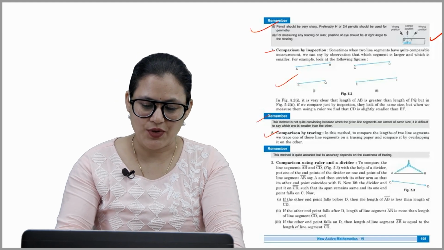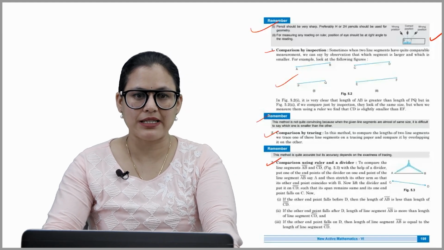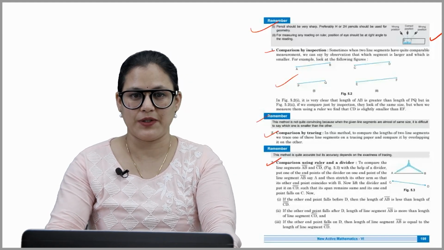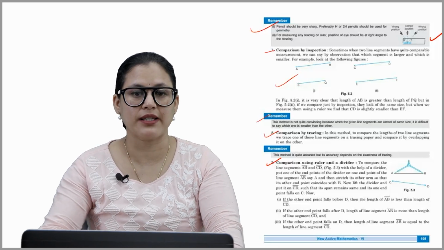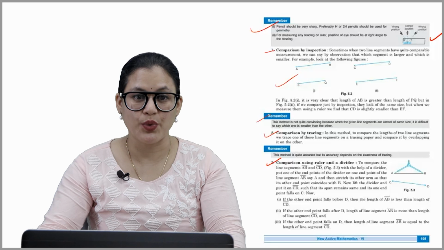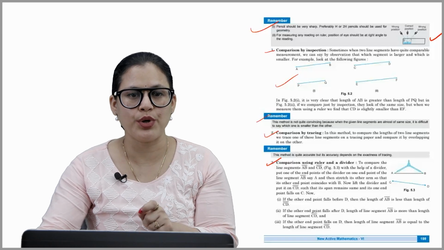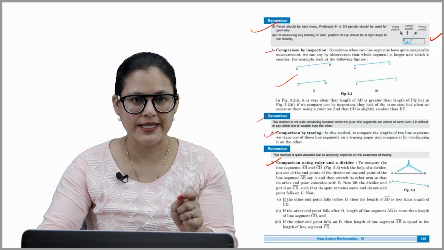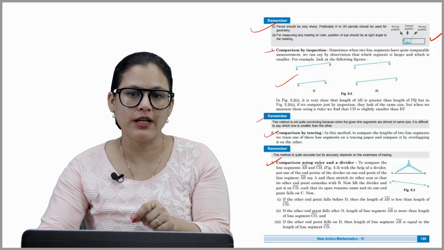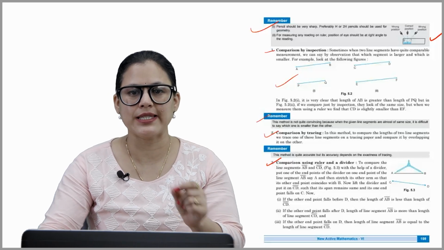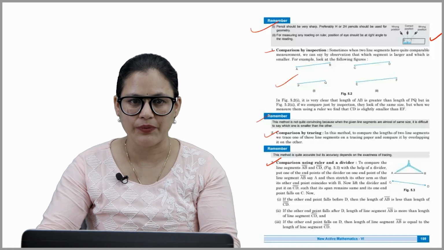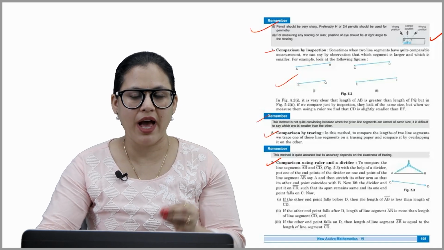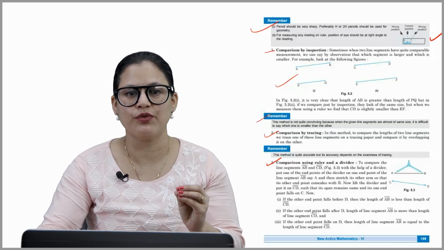Number three, the third method is comparison using a ruler and a divider. To compare the line segments AB and CD with the help of a divider, put one of the endpoints of the divider on one endpoint of the line segment AB, say A, and then stretch its other arm so that its other endpoint coincides with B. Now lift the divider and put it on line segment CD, such that its span remains the same and its one endpoint falls on C.